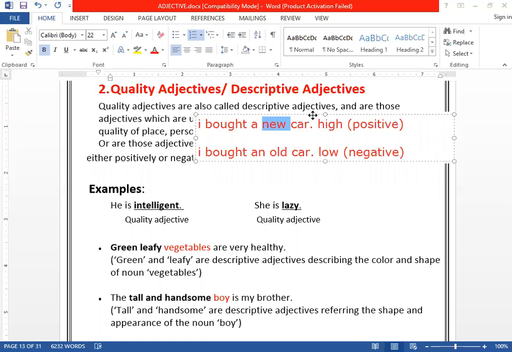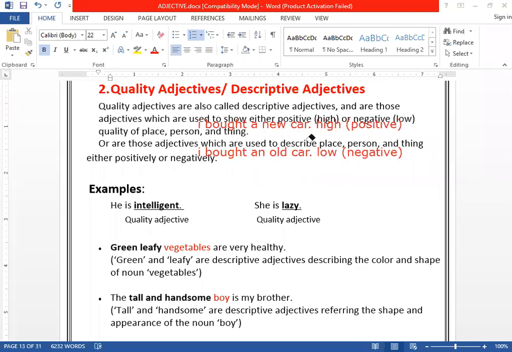So let's study more examples over here. Now, can you see here? He is intelligent. So intelligent is an adjective. Which type of adjective is it called? Descriptive, because of quality. It describes the quality of what? He, a pronoun. Clear? Or we can say she is lazy. Lazy is an adjective. It modifies she. Clear? Pronoun. An adjective modifies a noun or pronoun, both of them.